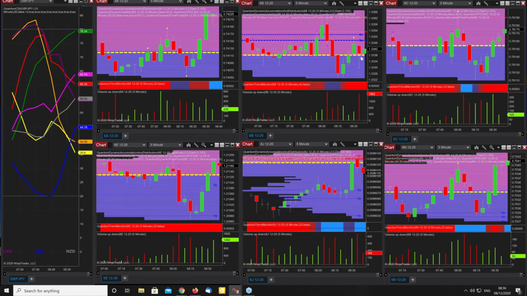This is cable, and it's just sitting on the volume point of control. Why is it sitting there and not moving? Because the pound is moving down and the dollar is moving down. So in terms of pound dollar, it's pretty much congestion because they're both moving in the same direction. So there's no great opportunity of a trend there.